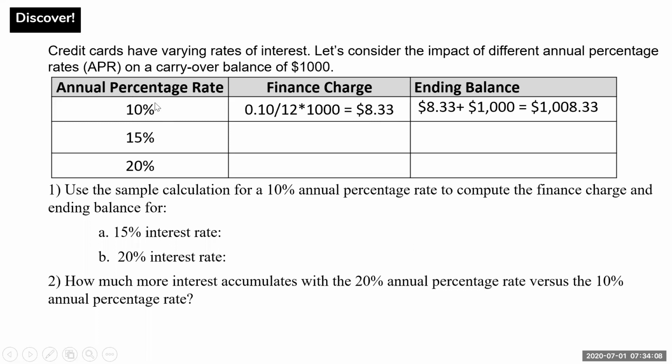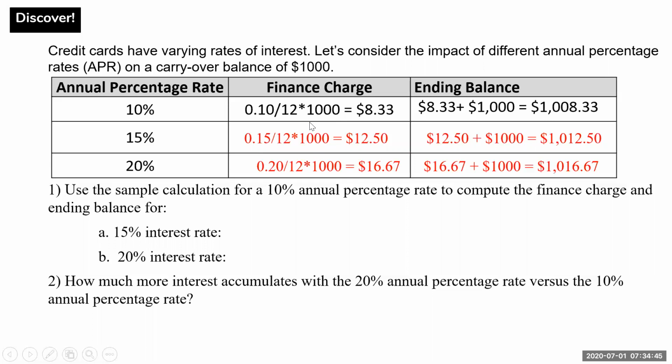So this 10% is for the whole year, but when you divide the rate by 12, that gives you the monthly charge, and that's what we call the finance charge. Okay, so if you add the finance charge to the balance on the card, that gives you how much debt you have on the card. Now, let's do it for 15% and 20%. We first change the rate to a decimal, then we divide by 12 so that we can get the monthly rate, and then we multiply by the balance. Now we add that to the balance, and that gives us that.